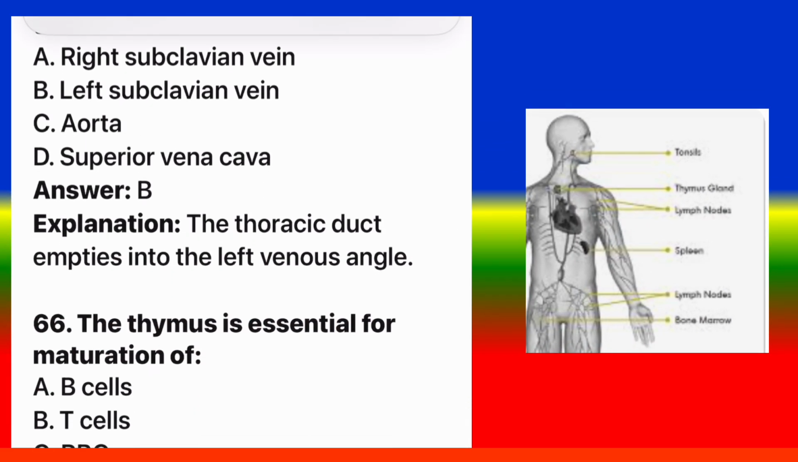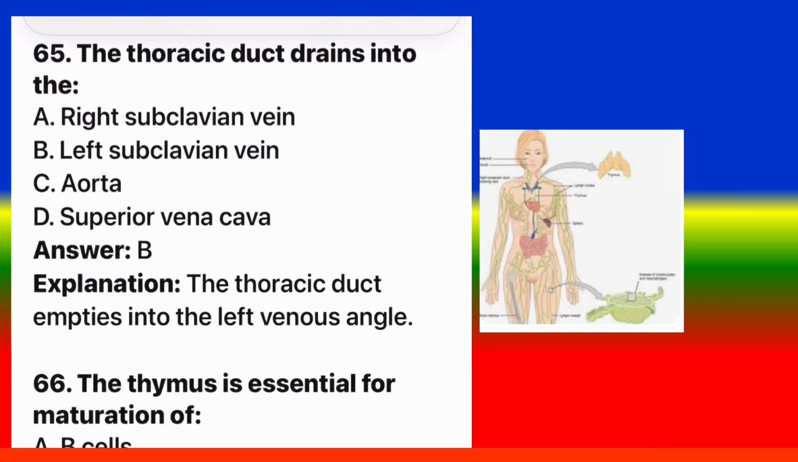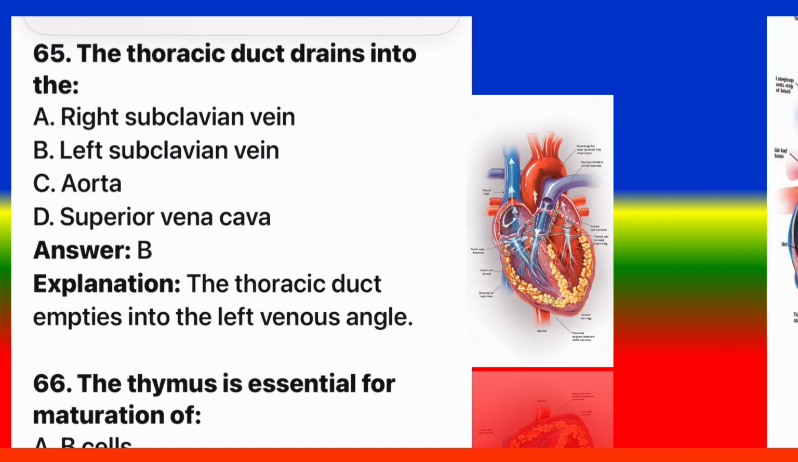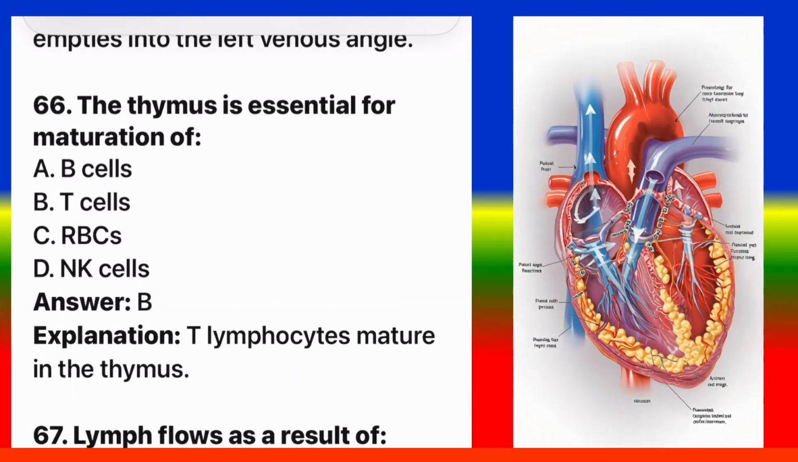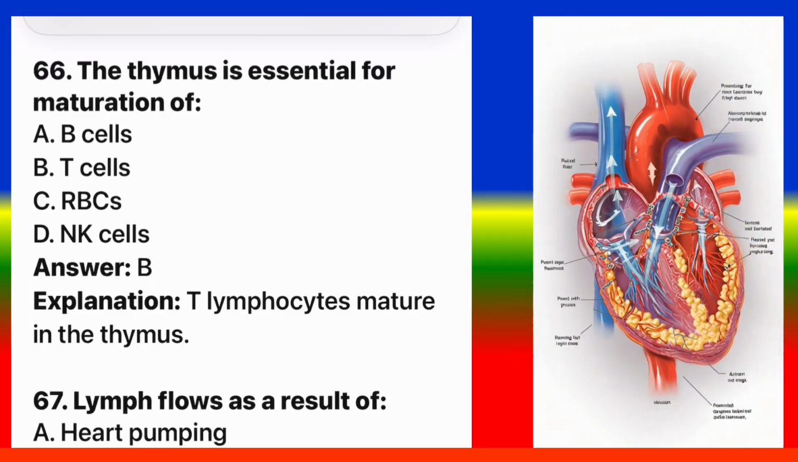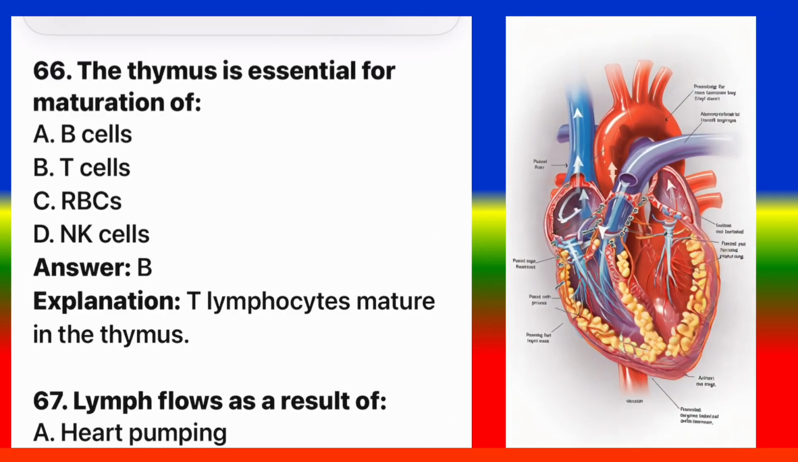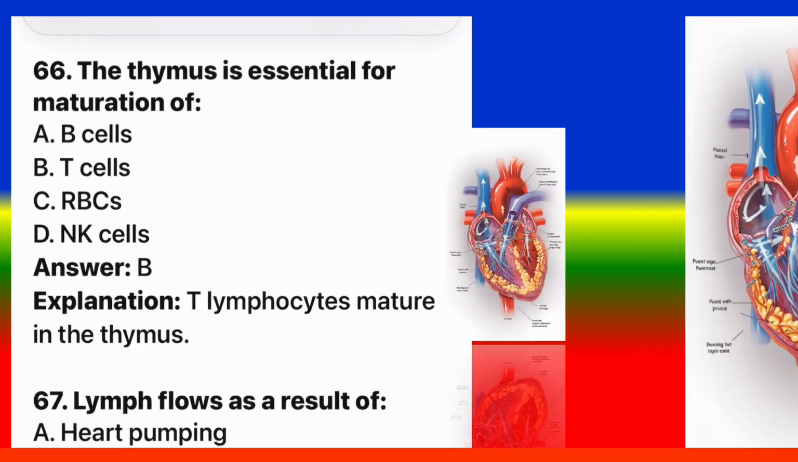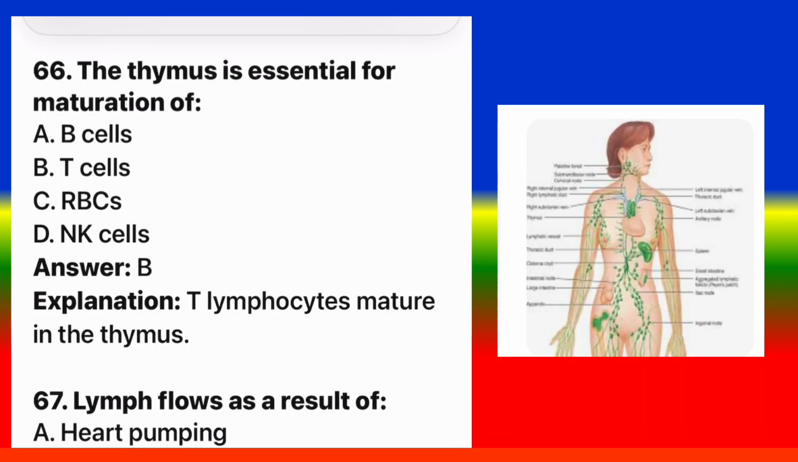65. The thoracic duct drains into the: A. Right subclavian vein, B. Left subclavian vein, C. Aorta, D. Superior vena cava. Explanation: the thoracic duct empties into the left venous angle. 66. The thymus is essential for maturation of: A. B cells, B. T cells, C. RBCs, D. NK cells. Answer B. Explanation: T lymphocytes mature in the thymus.